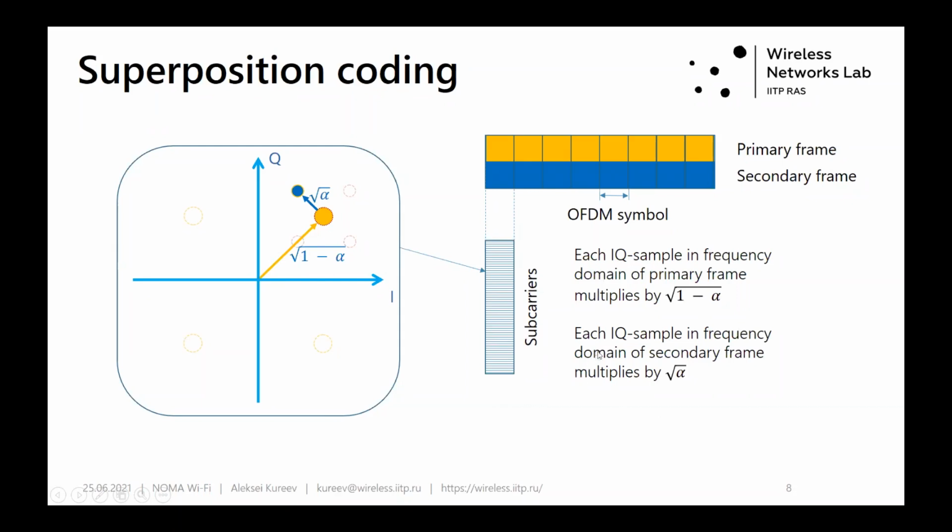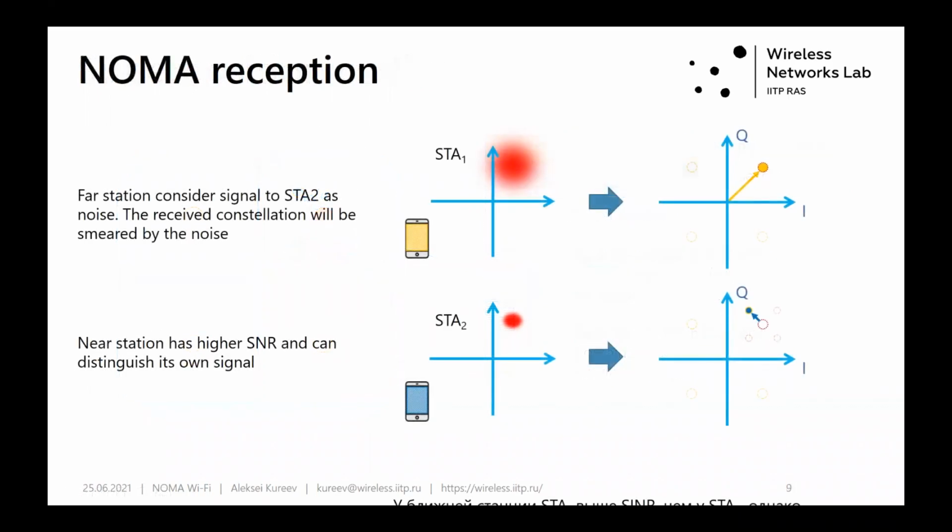Alpha is the scaling factor, which represents the division of power, the power ratio between the primary frame and the secondary frame. Each IQ sample in the frequency domain of the secondary frame is multiplied by the square root of alpha. The resultant signal is the combination of these two constellation points, scaled by some function of alpha, and we see the NOMA signal.